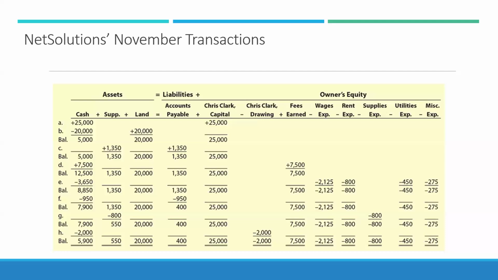So for the Net Solutions example we went over last week, cash, supplies, land would all be accounts, and then all of the amounts that impacted it are each transactions within the account, right? And each account has a title, and so, fees earned, wages expense, rent expense, those would all be accounts.